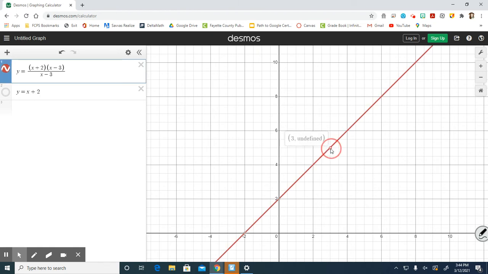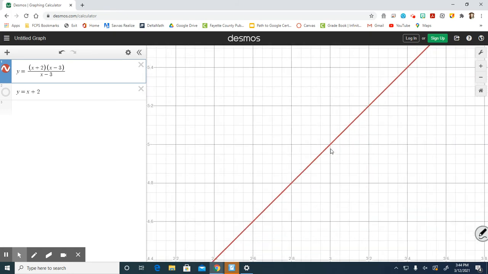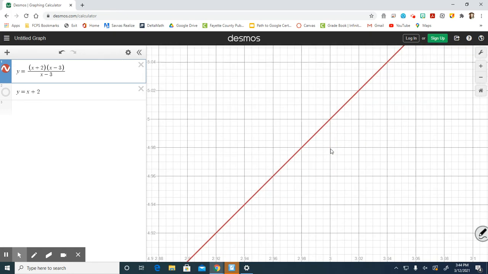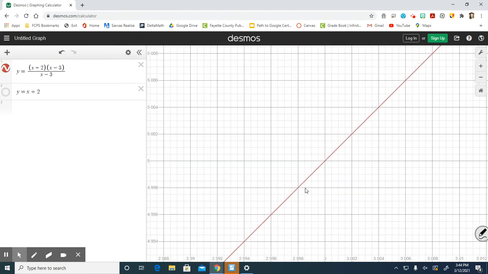Now, if you get close, if you know where to look, you'll see that there's actually a hole at x equals 3. The problem is that's a hole at only 3, not at 3.5. So if you zoom in, even if you zoom in really far, you're still not going to see the graph. But if you click on it and drag, at that instant when x equals 3, there's an actual hole.